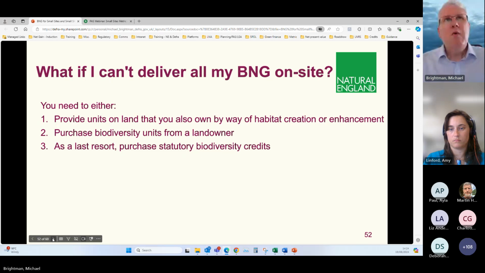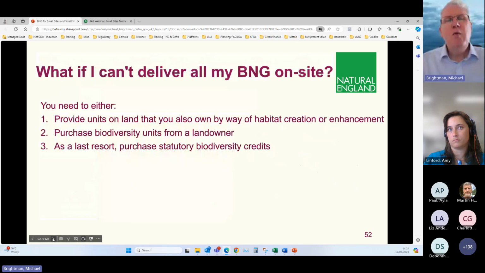Now, what a developer needs to know if they can't deliver all their biodiversity net gain on site. So as you all know, and just a reminder here for LPAs, if they don't deliver it all on site, then firstly, they can provide it on land that they also own by way of habitat creation or enhancement. They can purchase biodiversity units from a landowner, or as a last resort, ask you for permission to purchase statutory biodiversity credits.